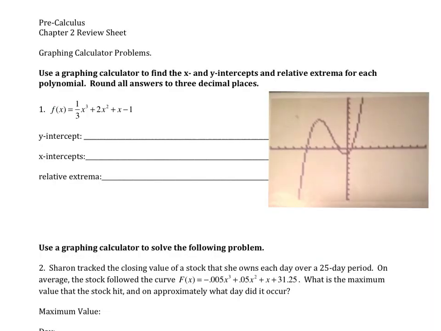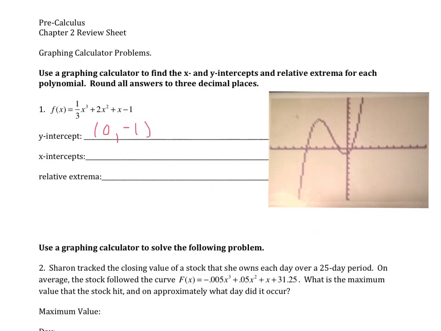For number 1 on the graphing calculator review, we want to graph 1/3 x cubed plus 2x squared plus x minus 1 in our graphing calculator and find out the following things. So the first thing we want to find is the y-intercept. Really, you don't need the graphing calculator to find this, because you could just plug in 0 and figure out that it's negative 1. But if you wanted to find it on the graphing calculator, you would hit Second Calc, Value, and then just type in 0 for x, and you should get a -1.